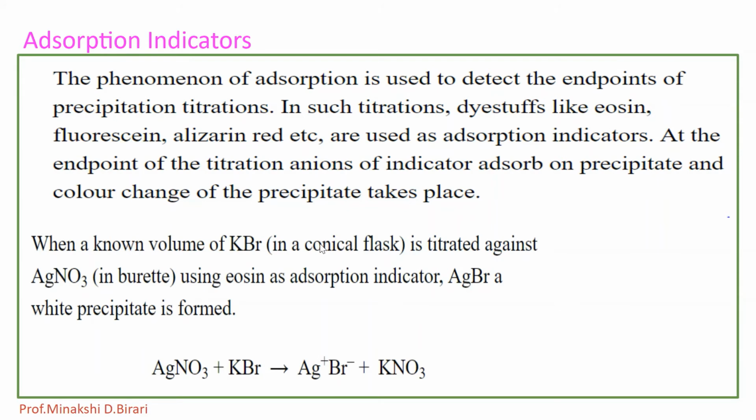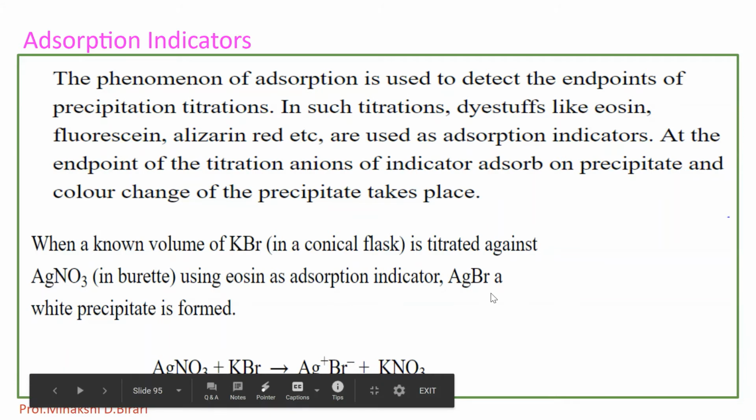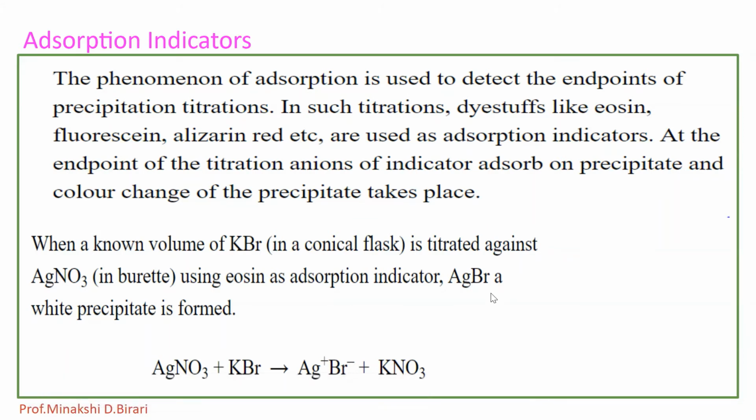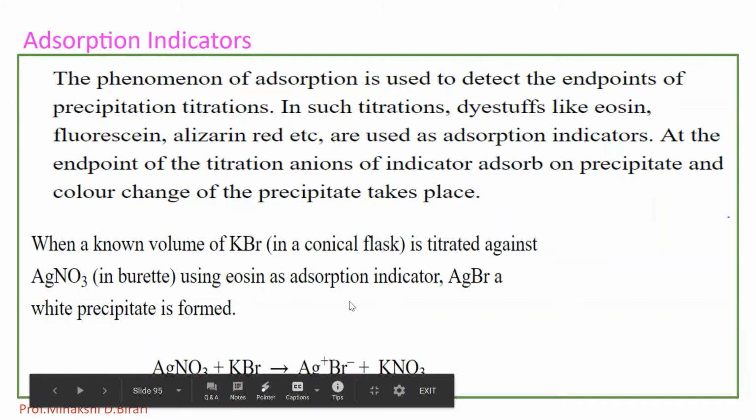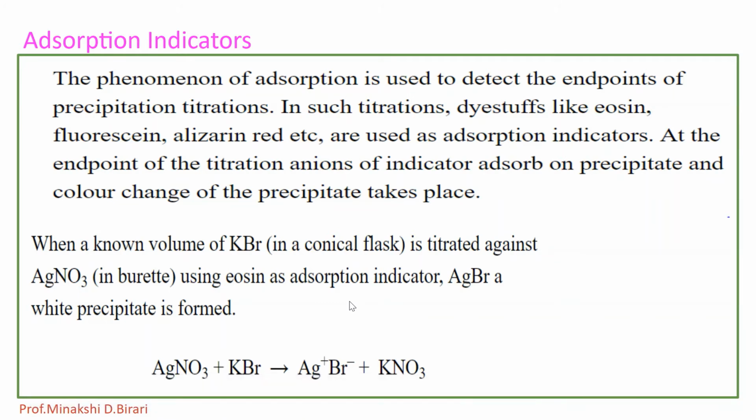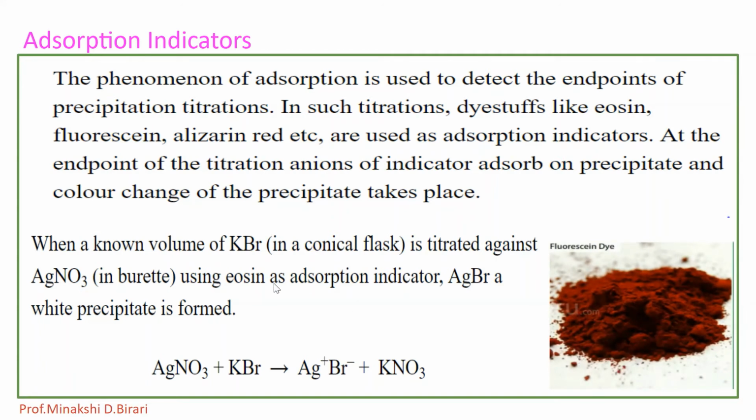Another example: when a known volume of KBr is titrated against AgNO3 using eosin as an adsorption indicator, AgBr formation, that is a white precipitate of AgBr, occurs in that titration. So what is the reaction? Silver nitrate plus KBr gives the formation of AgBr plus KNO3, that is the formation of white precipitate in this titration by using the indicator eosin. Another example we can see is the fluorescein dye, which is also an adsorption indicator.